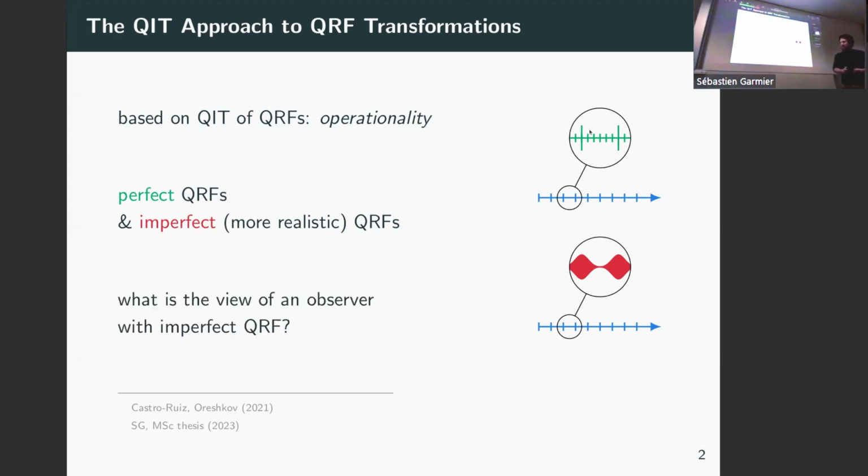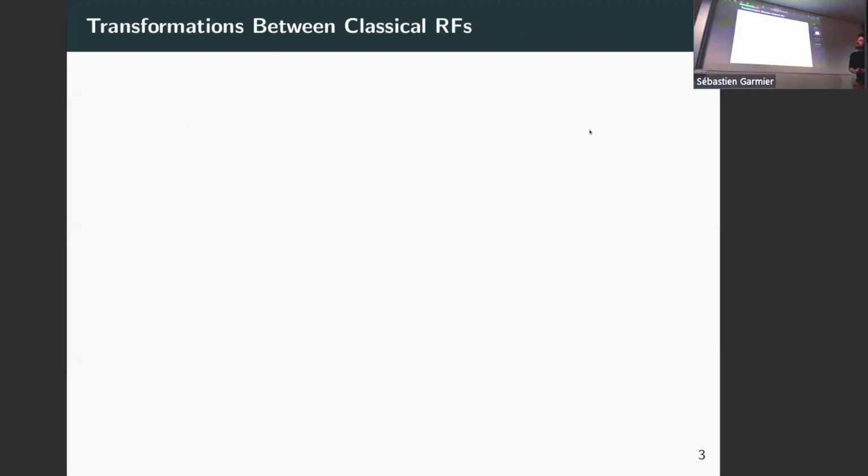So one question we can ask is, what is the view of an observer with an imperfect quantum reference frame? I will come back to this question right at the end. This was a long introduction, but I think it's important to stress these points: why we care about reference frames, why quantum reference frames, why quantum information theory, why perfect, why imperfect, and so on. But now we can get started.